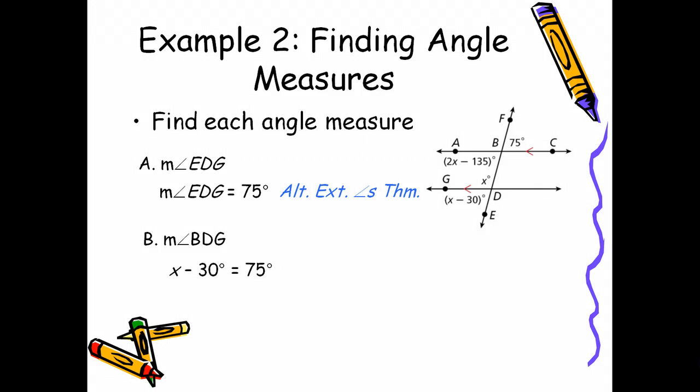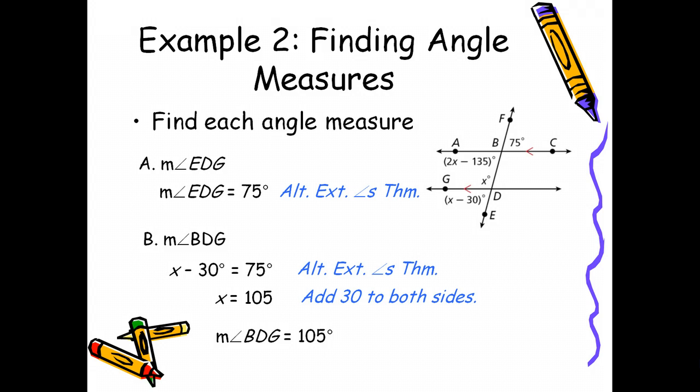And we use that information. We know that X minus 30 degrees is going to be 75 degrees. That's from the alternate exterior angles theorem. And then x would be 105 degrees. And this is because we add 30 to both sides. So the measure of angle BDG is 105 degrees.